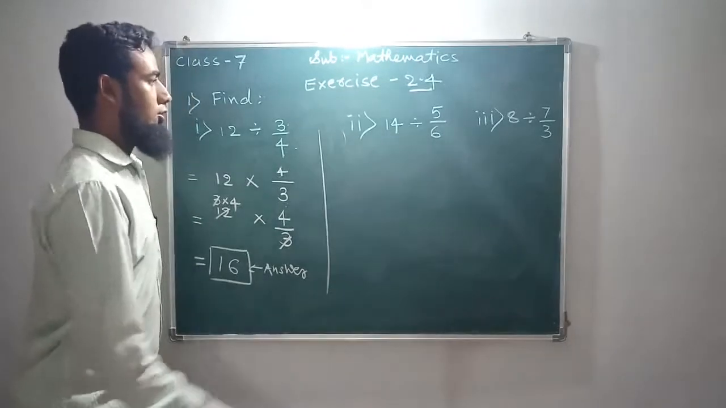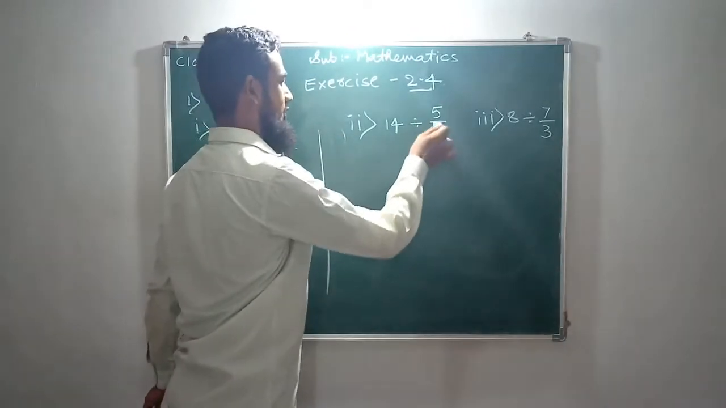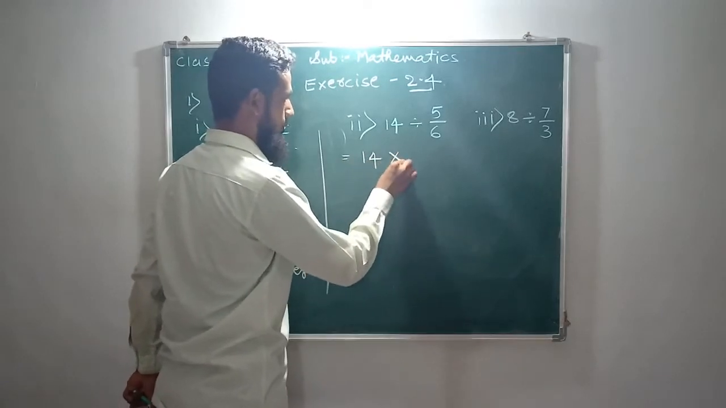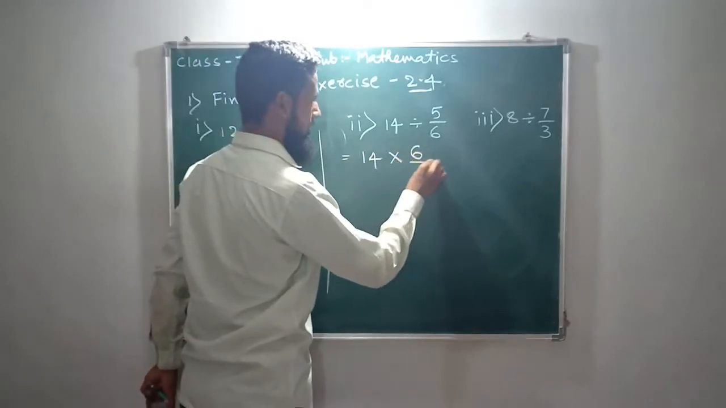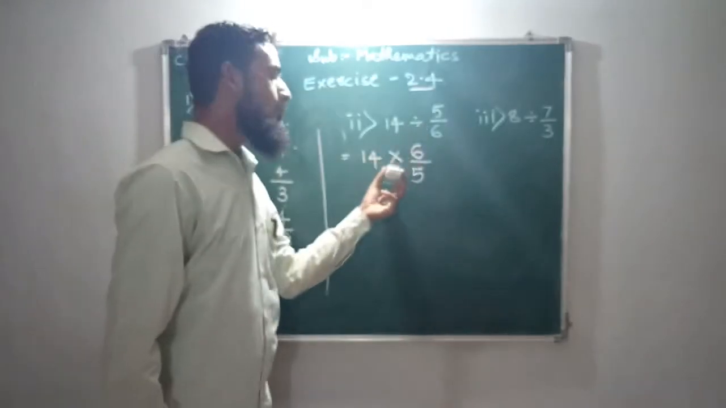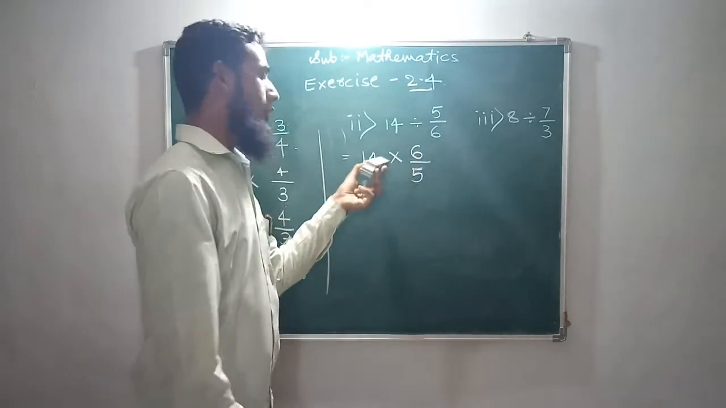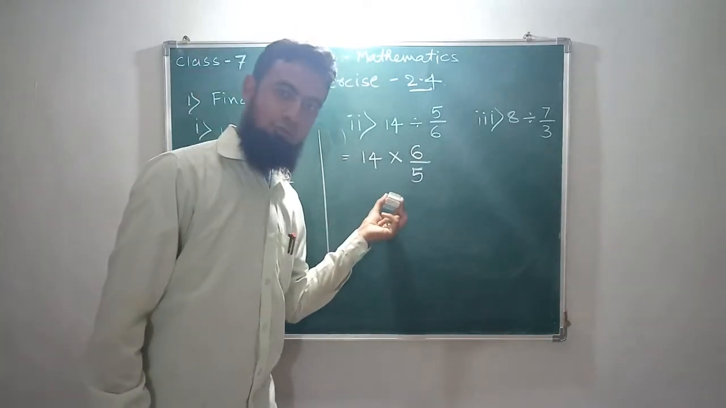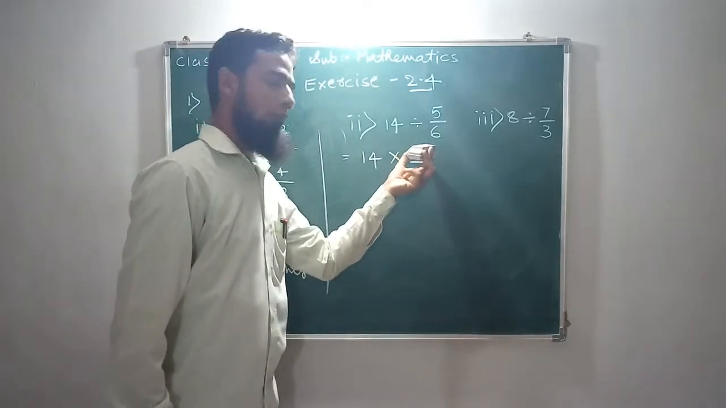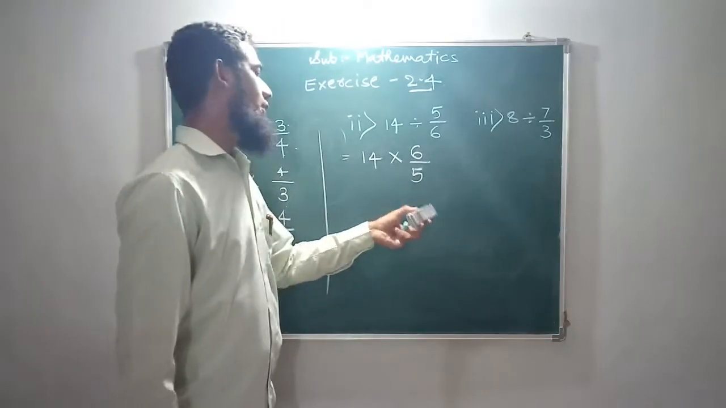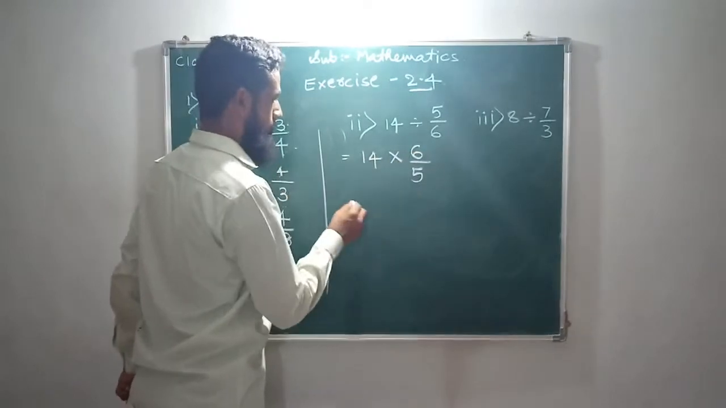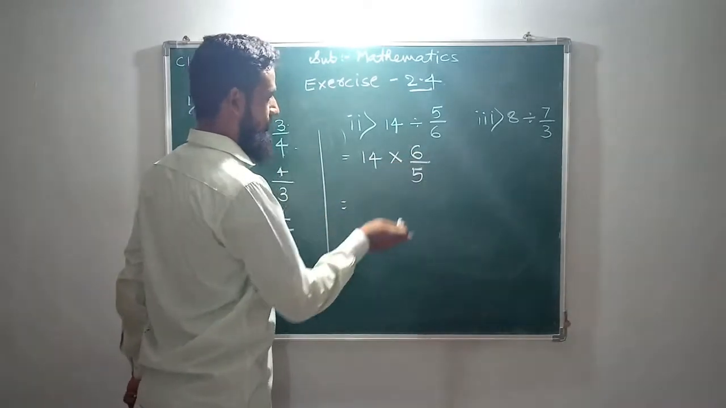Now, second question: 14 divided by 5 upon 6. Now tell me what we have to do. 14 multiplied by 6 upon 5, because we are going to convert division to multiplication. Already you know, while converting division to multiplication, we change places of numerator to denominator and denominator to numerator. Okay, try to reduce the number. It can't be reduced.